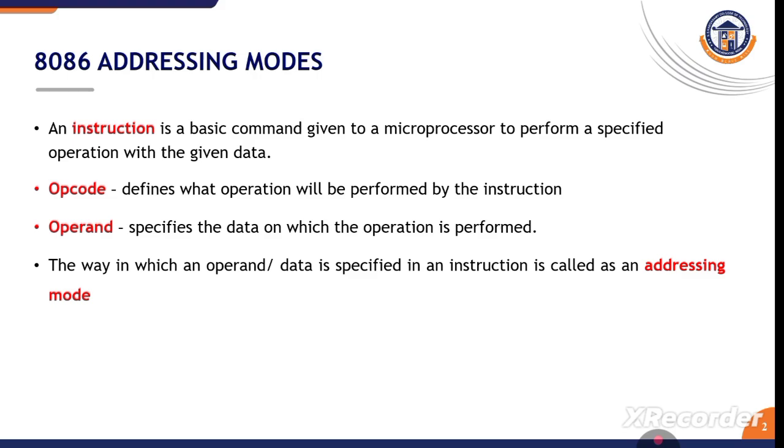What is meant by opcode? It defines what operation will be performed by the instruction. Next, the operand specifies the data on which the operation is performed. The way in which the operand or data is specified in an instruction is called an addressing mode.